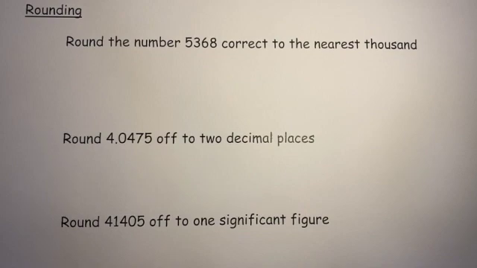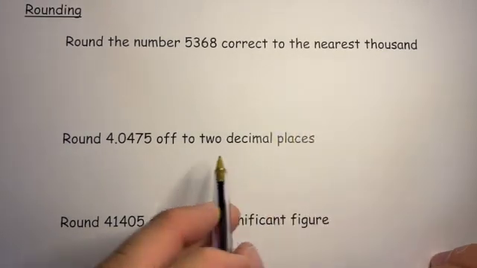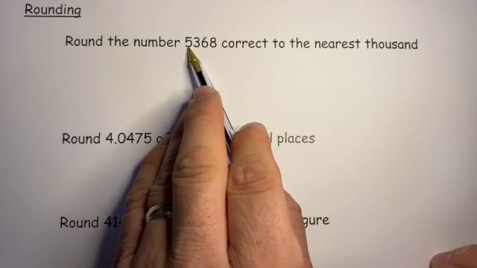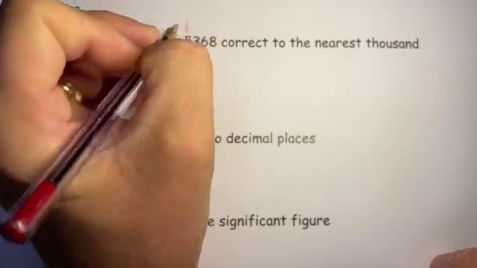Okay, looking at your ability to be able to round off, whether it be whole numbers, decimals, or, as the third one suggests, significant figures. So in this one it says nearest thousand. Well, there's your units column, there's your tens column, there's your hundreds column, there's your thousands column. So that's the column we're cutting off.